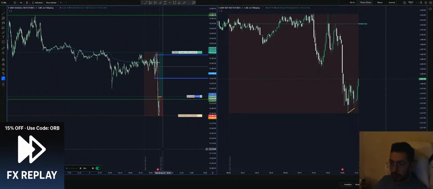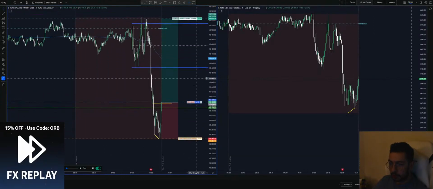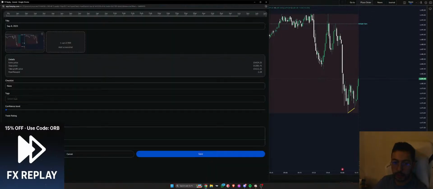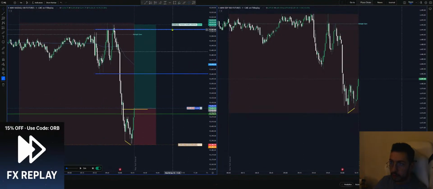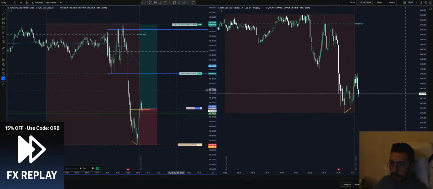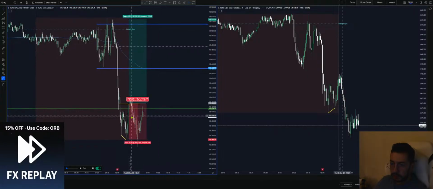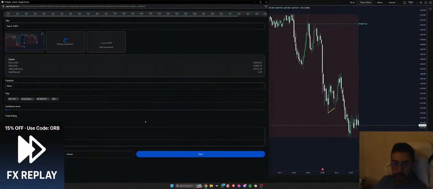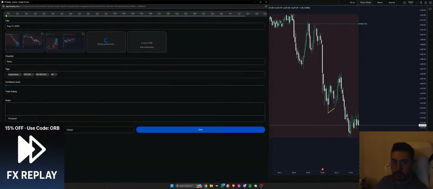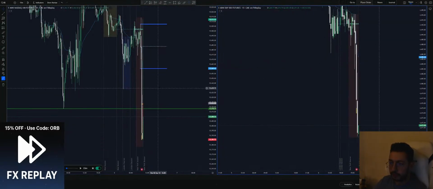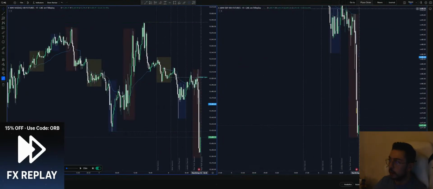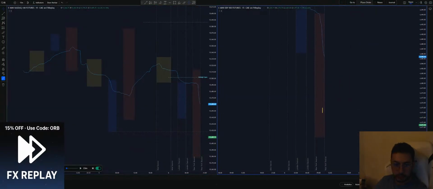We are below midnight open and below VWAP because we're taking a reversal. SMT, yes, reversal. VWAP below, midnight open below. That's stop loss. Boom. Save and journal. One stop, one TP. Next.